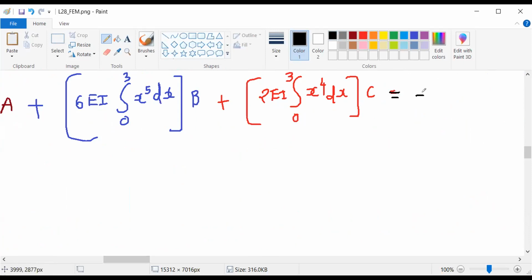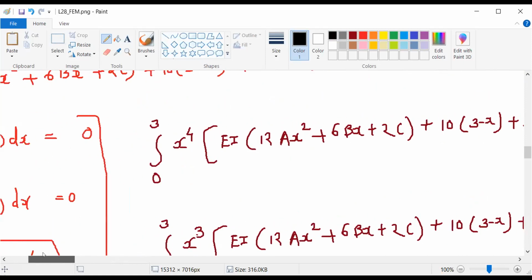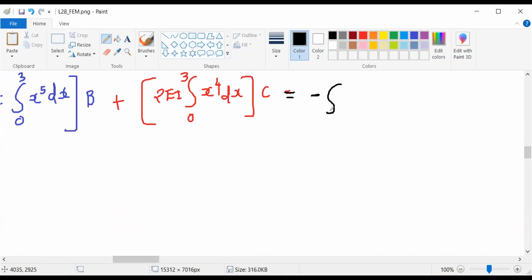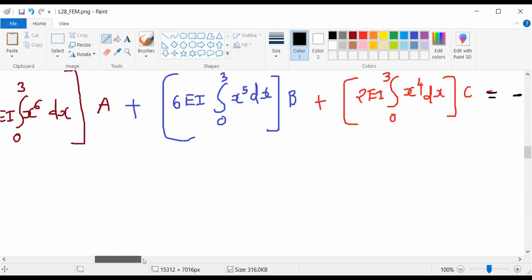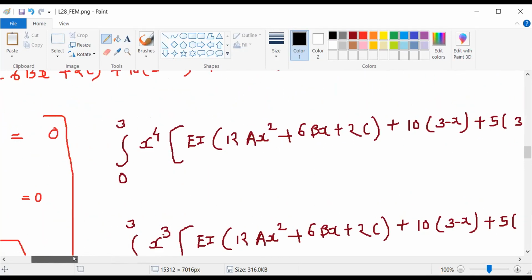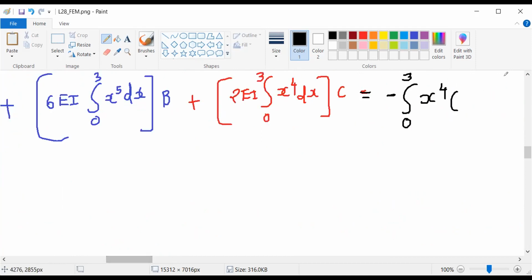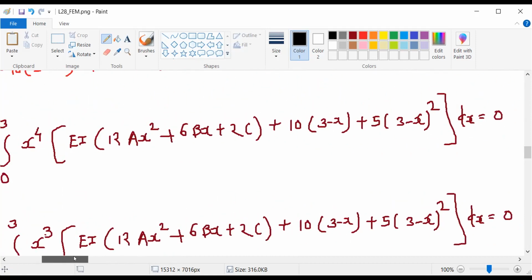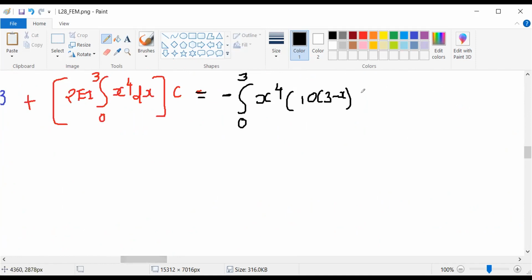a minus sign, because it goes on the right hand side and becomes minus. Then you have integration 0 to 3. Then you have x4 sitting as it is here. So let me write down that x4 here. And then you have the terms within the bracket: 10 into (3 minus x), plus 5 into (3 minus x) square, dx.